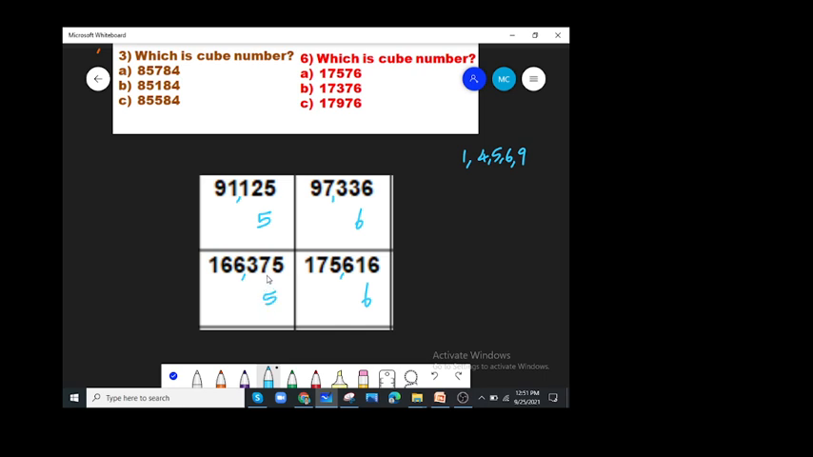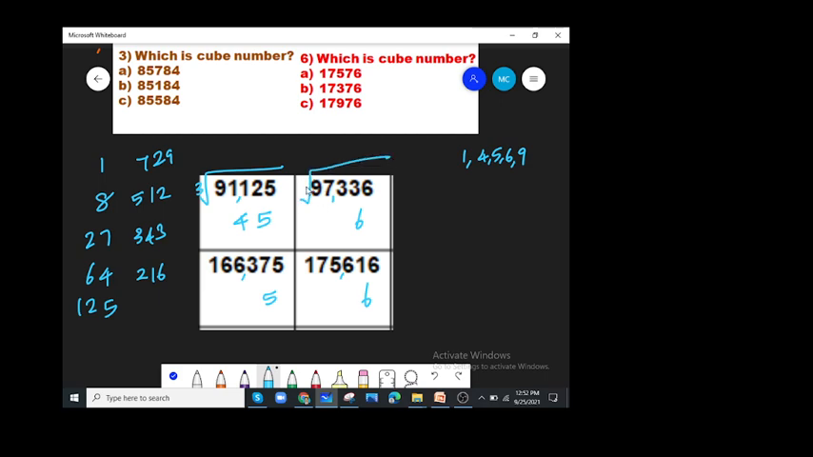Okay, what is the first part? For the first part you have to think about the nearest cube. 1 cube is 1, 2 cube is 8, 27, 4 cube is 64, 5 cube is 125, and 6 cube is 216, 7 cube, 8 cube, 9 cube. This 91 is near to what? 1, 8, 27, 64. 64. So 45 is the answer, the cube root of this number.